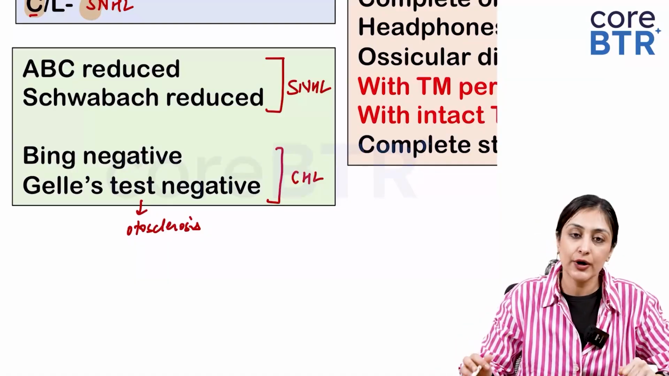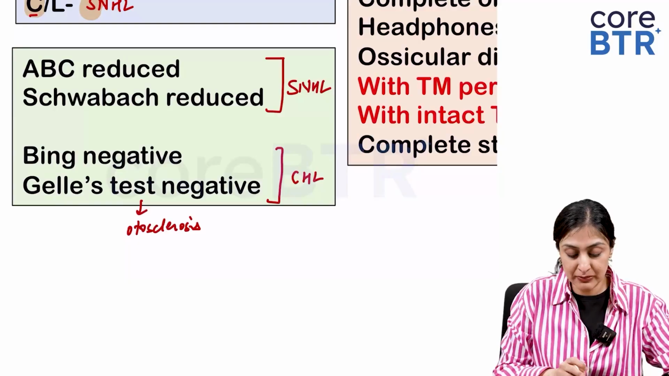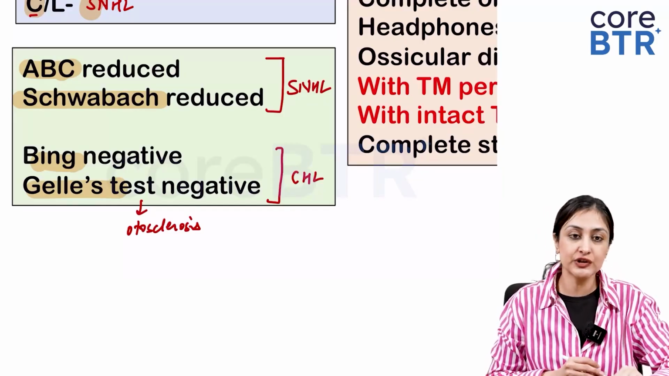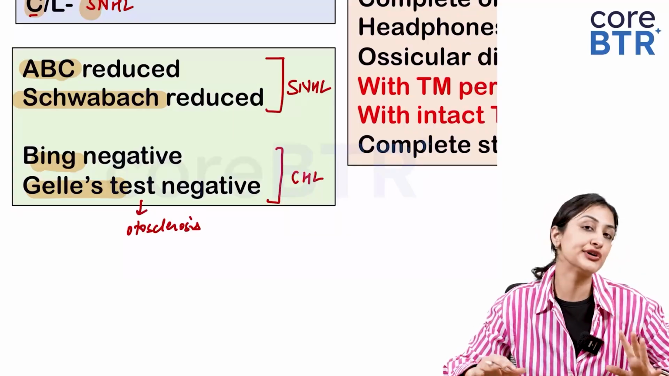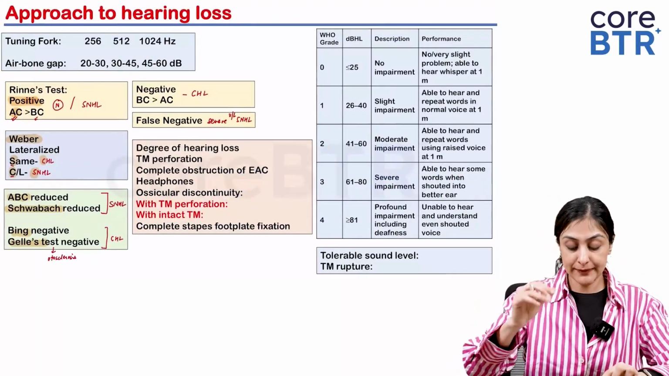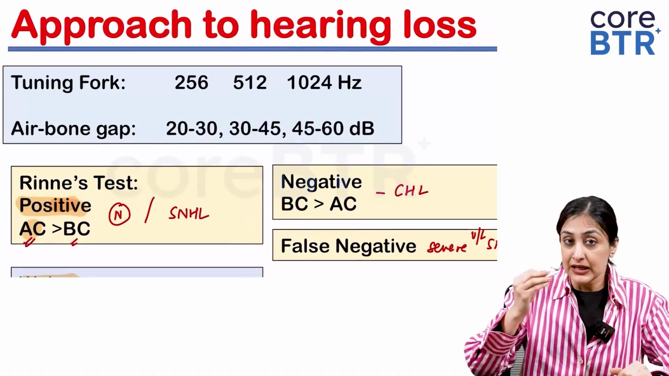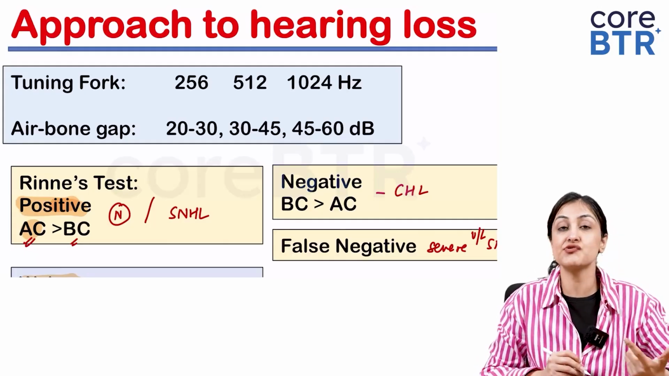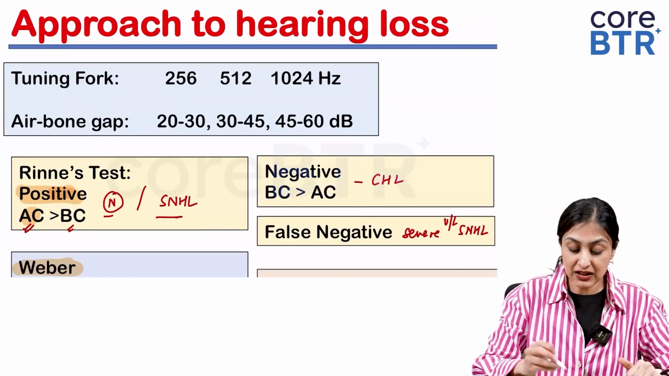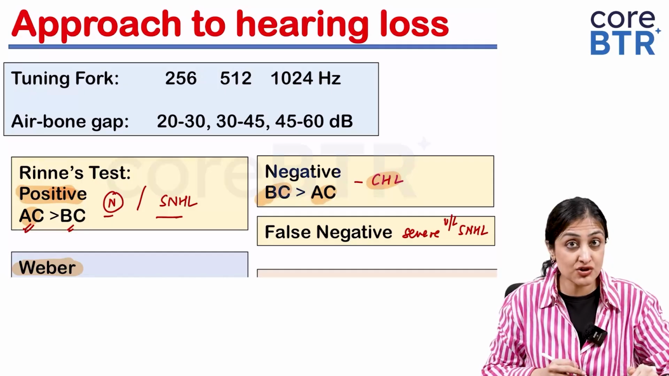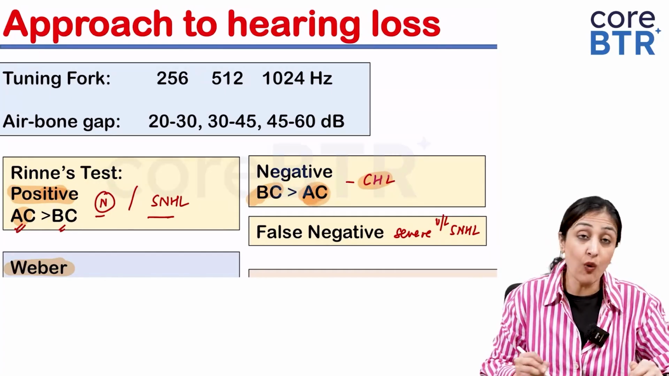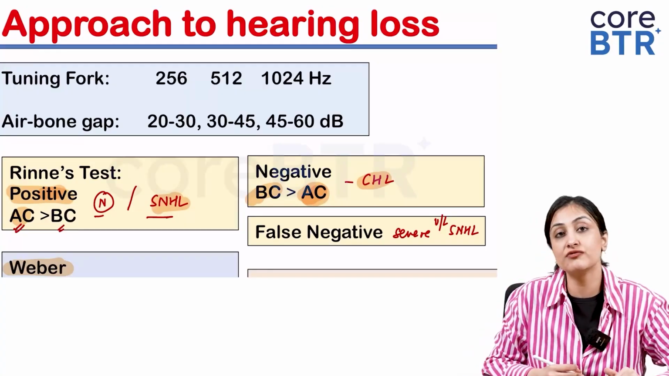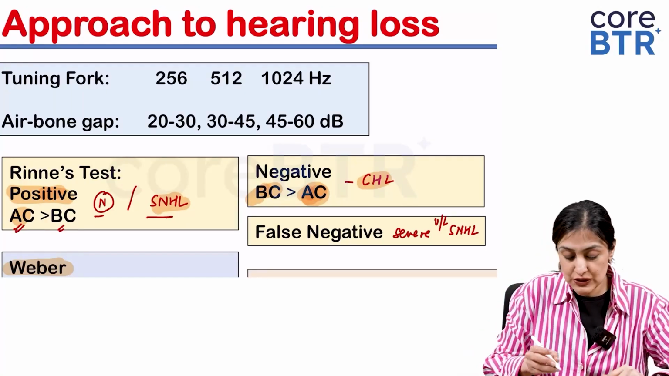It will be bad. Okay, so in short, you remember ABC, Schwabach, SNHL. Bing and Gelle's negative in conductive hearing loss, and Gelle's test negative particularly for otosclerosis. Okay, here I want you to remember this. This was asked previously. So tuning fork test, how much air-bone gap can it distinguish? First of all, what is air-bone gap? Can I say in conductive hearing loss, there is a discrimination between the two where air conduction falls? Yeah, but in SNHL, both are affected. It's bone conduction which is affected essentially, right? So this is air-bone gap.